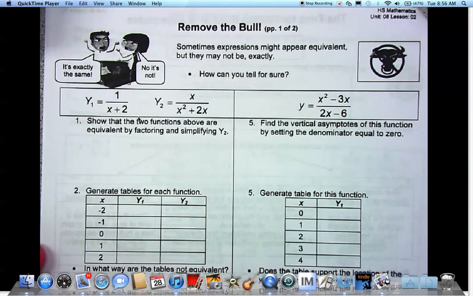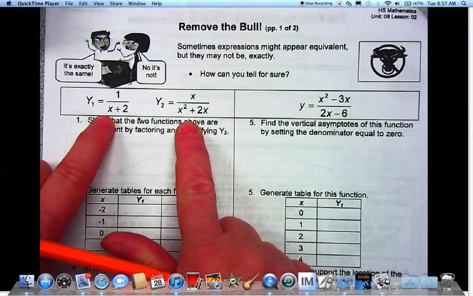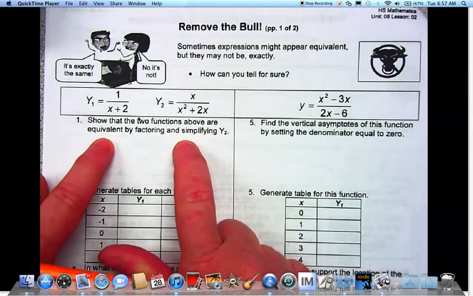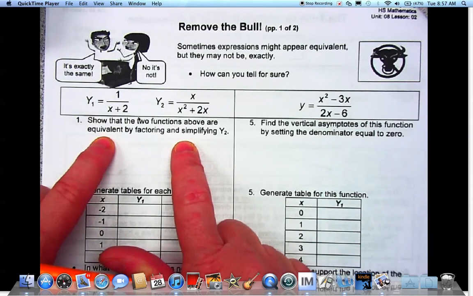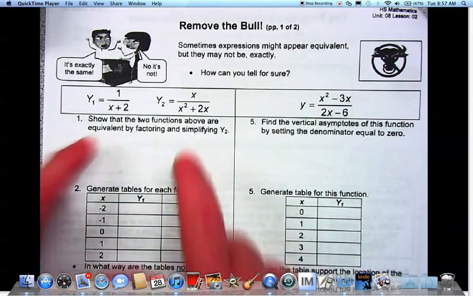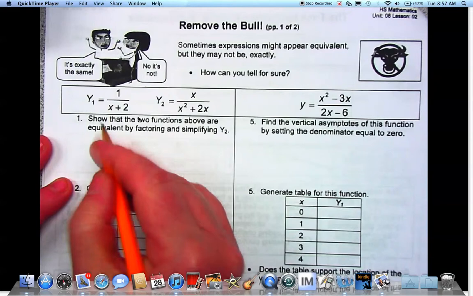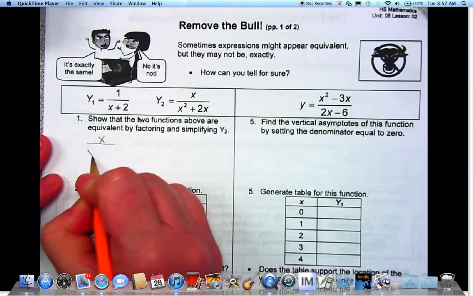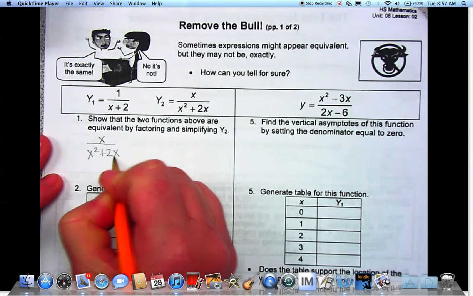Sometimes expressions might appear equivalent, but they may not be exactly. How can you tell for sure? So we're going to look at y1 and y2, and we're going to see if they're equal or not. It says show that the two functions above are equivalent by factoring and simplifying y2. So let's write down y2, x over x squared plus 2x.